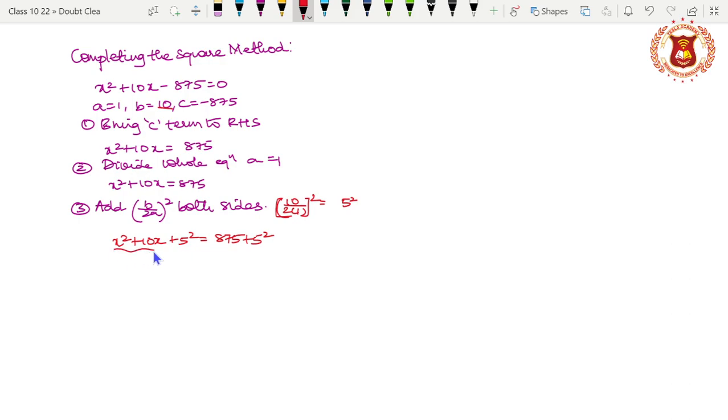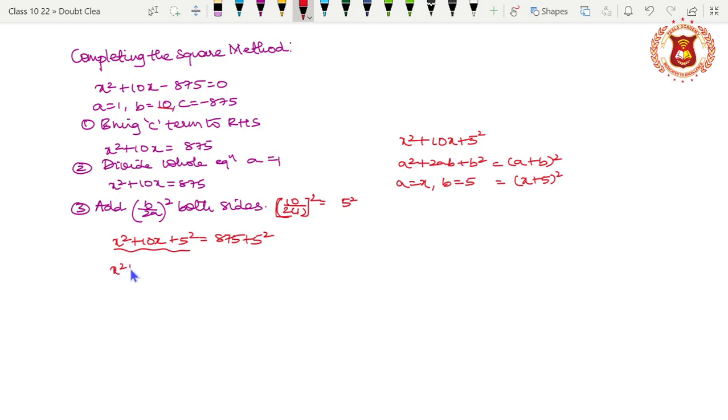Now observe this very carefully, x square plus 10x plus 5 square. This equation is in the form of a square plus 2ab plus b square is equal to a plus b whole square, right? If you observe here, a is x and b is 5. Therefore this becomes x plus 5 whole square. Here 2ab is 2 into 5 into x, okay?